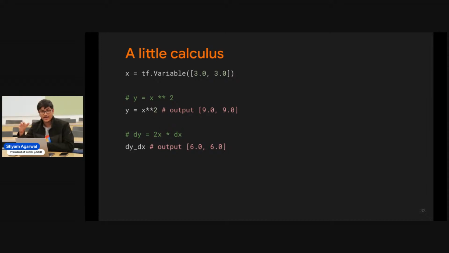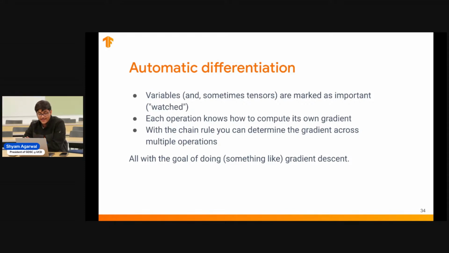That's cool, but we would like TensorFlow to calculate this for us, because when you have multiple layers, there would be so many differentiations that you want to perform that you would rather want TensorFlow to look after that, and you just decide what the architecture of your model is. All right, so how do we do this magic? Variables and sometimes tensors are marked as important, right? Which basically means that you can watch their progress.